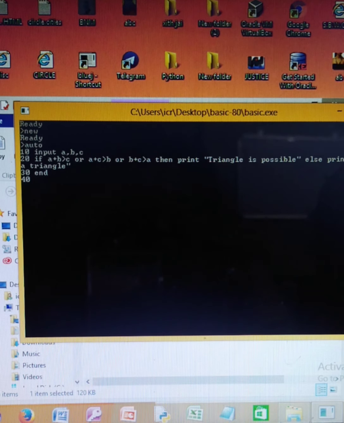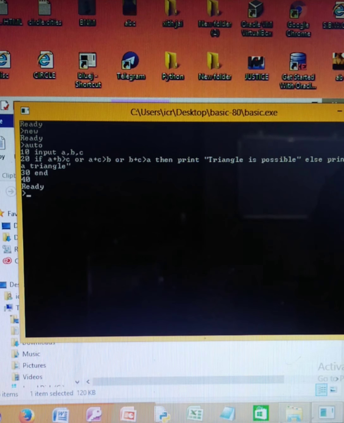What did I do in this program? I was checking if the sum of any two sides when added is greater than the third side. So I am considering if the sum of A plus B is greater than side C, or if A plus C is greater than B, or if B plus C is greater than A, then naturally it is a triangle. Otherwise, if none of these conditions match, then it will print not a triangle.